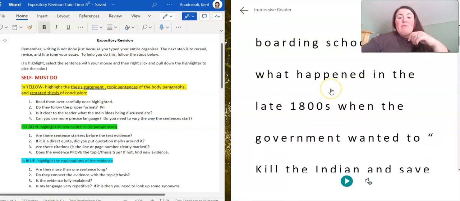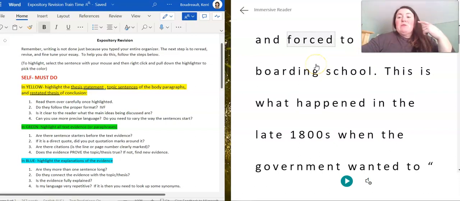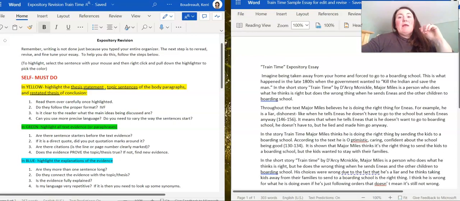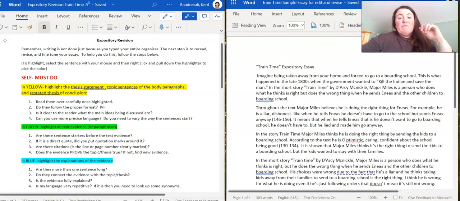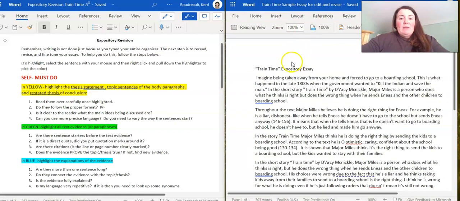But you're going to read right through this, have it read to you, because a lot of times you'll hear mistakes you don't hear if you don't read it out loud. So I highly recommend that you use the immersive reader at least once before you hand it in.